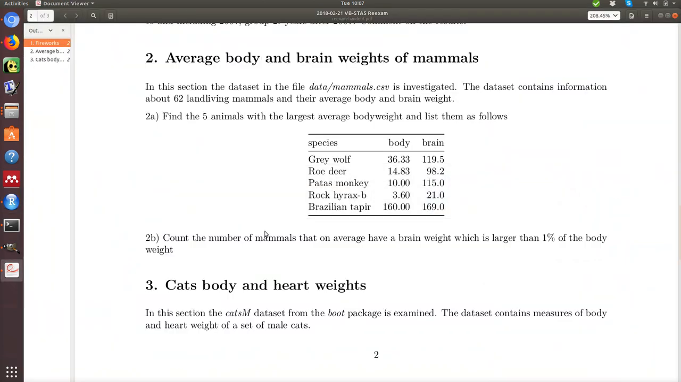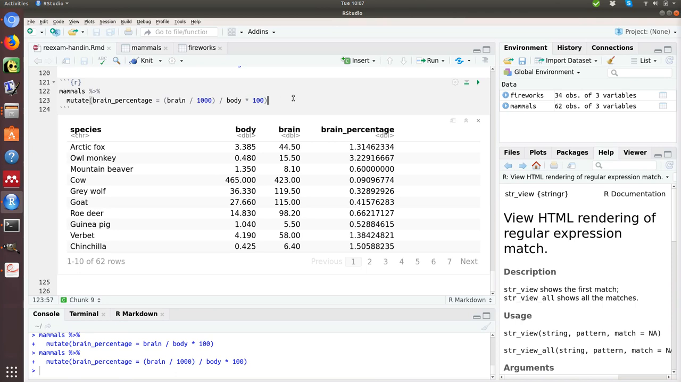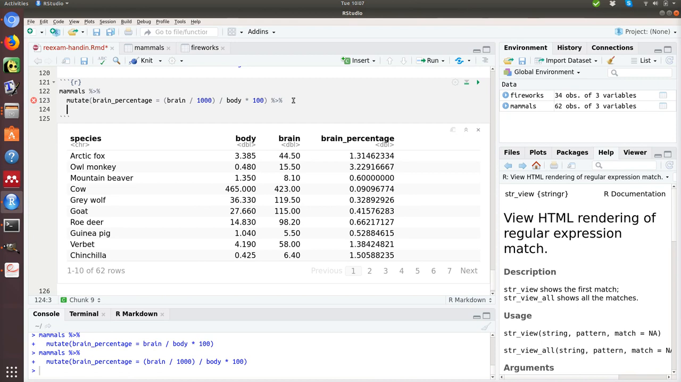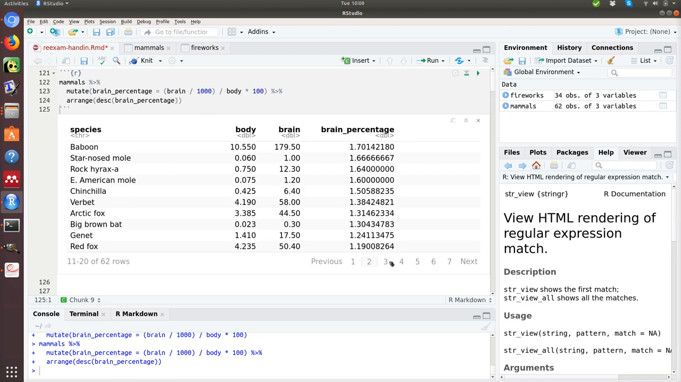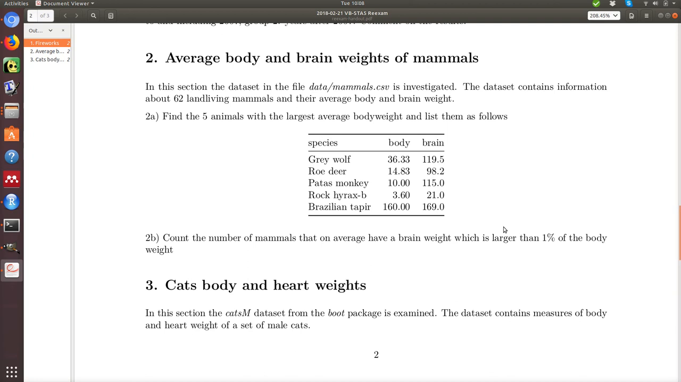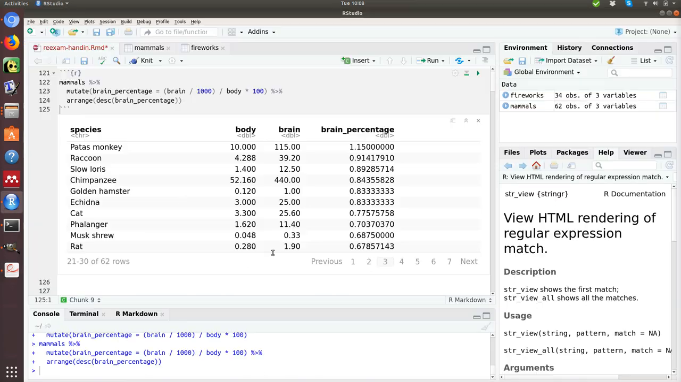And what was asked about? Then we should count the number of mammals that on average have a brain weight which is larger than 1% of the body weight. So now we have a brain percentage here. Just to get an idea of how this looks, we can arrange it by that. I'll make it descending here. So first we have some of the animals with the largest brains compared to the body weights, so the ground squirrel and so on. And around here, the Patas monkey, we get below 1%, and the 1% was the limit we should use according to the exercise.